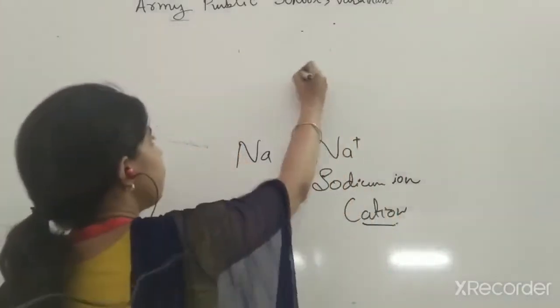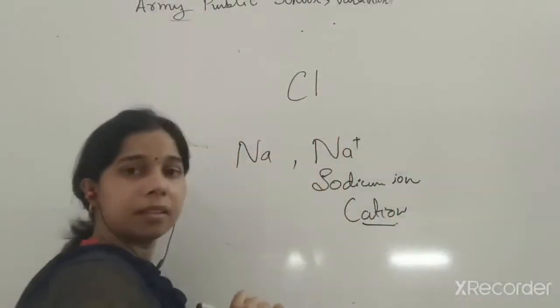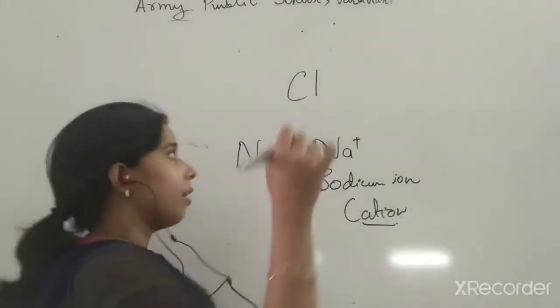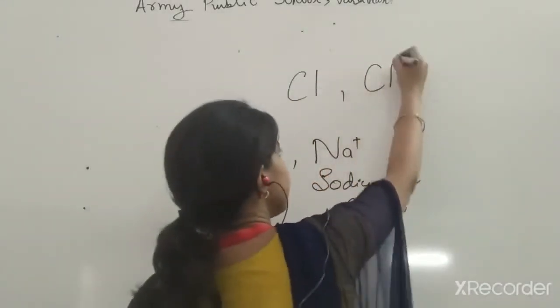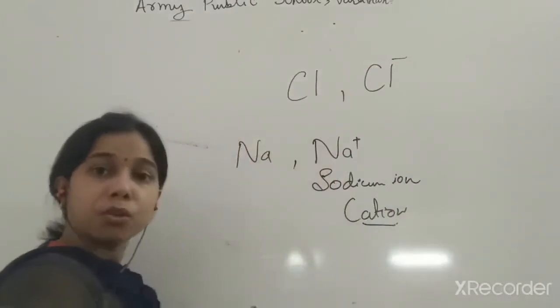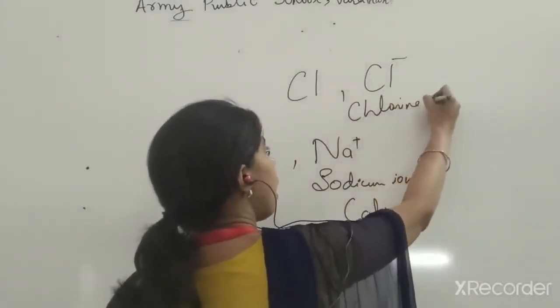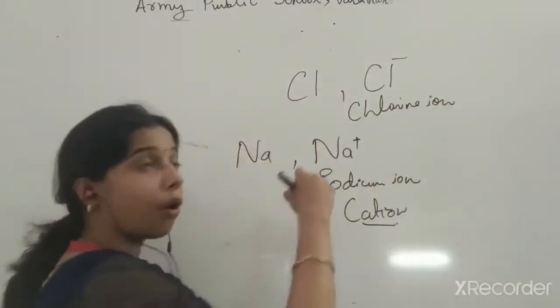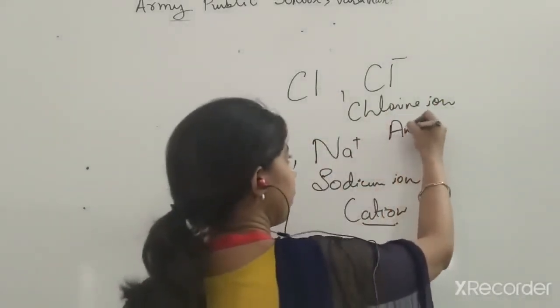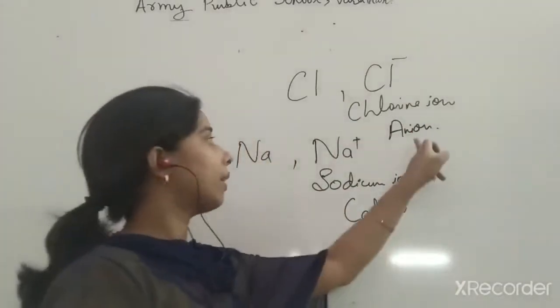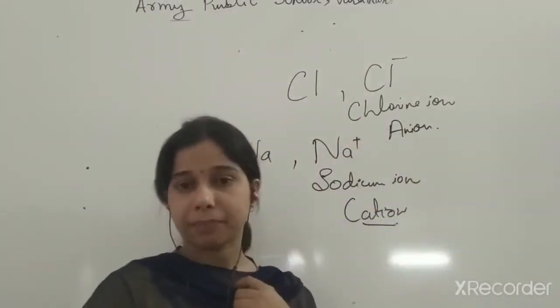Likewise, if this is Cl, what is this? This is a chlorine atom. Now, if suppose I write it like Cl minus, you will write that this is the chloride ion or anion. Right? So cation or anion is there.